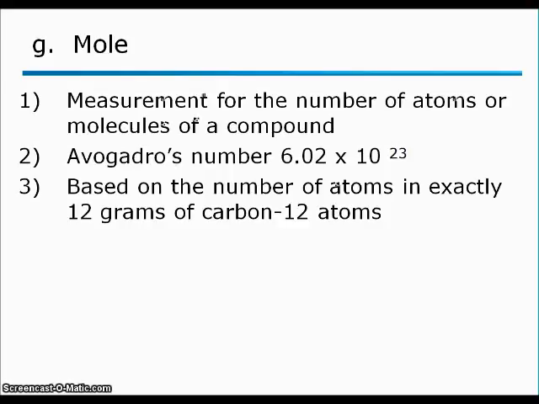So it is 6.02 times 10 to the 23rd, which is a lot, but it is based on the number of atoms in exactly 12 grams of a carbon-12 isotope. So that's where the number comes from. It is a quantity, just like 12 is a dozen. 6.02 times 10 to the 23rd is a mole.